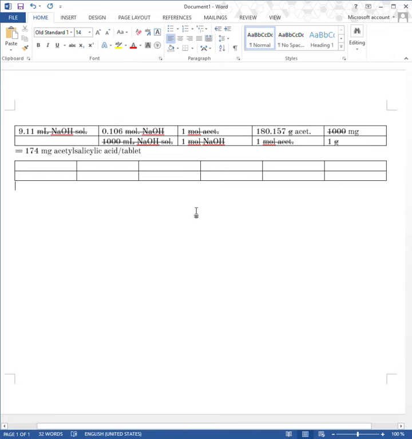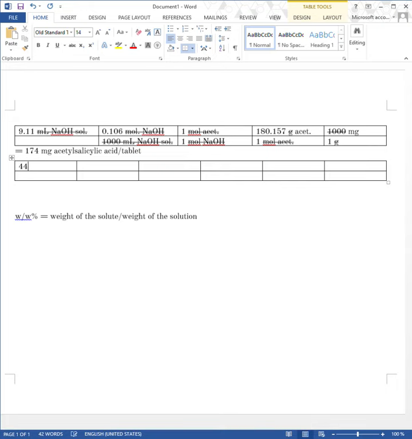And actually, quick side note: weight-to-weight percent is going to equal the weight of the solute over the weight of the solution. So the thing we're dissolving inside the whole thing, okay? Cool. So let's just go for it.